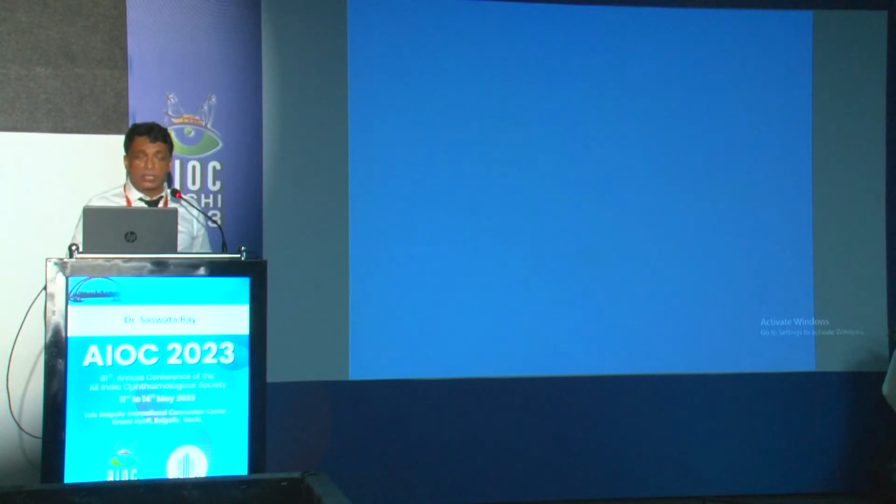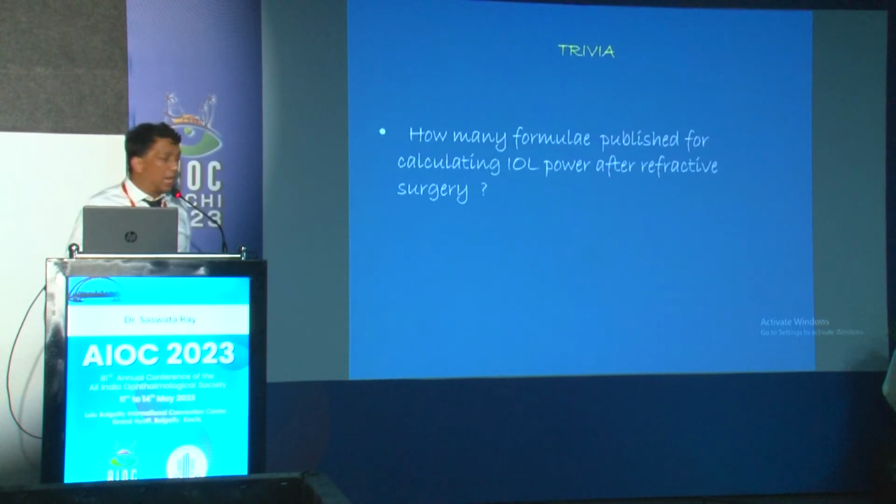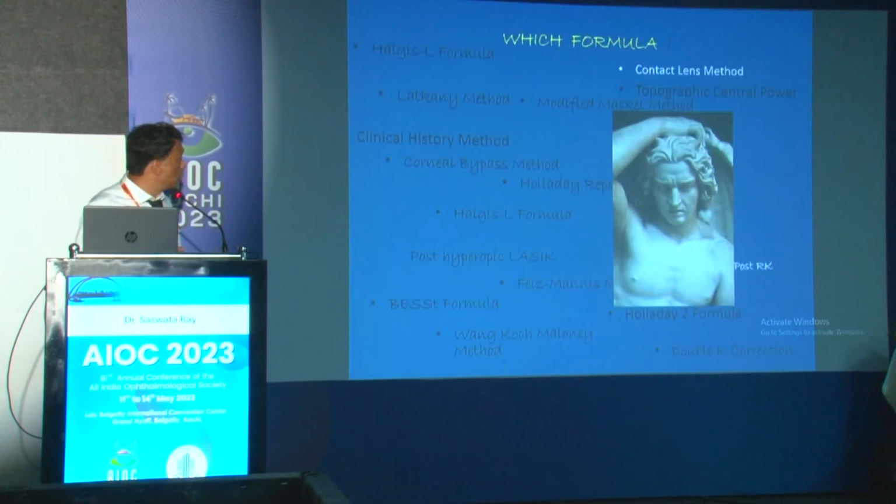So that leads to a very unhappy patient. So what do we do? Let me tell you one important trivia. The number of formulae published for IOL power after refractive surgery is almost 36, and at the time of speaking, there are some more going into press. So how do I choose a formula?